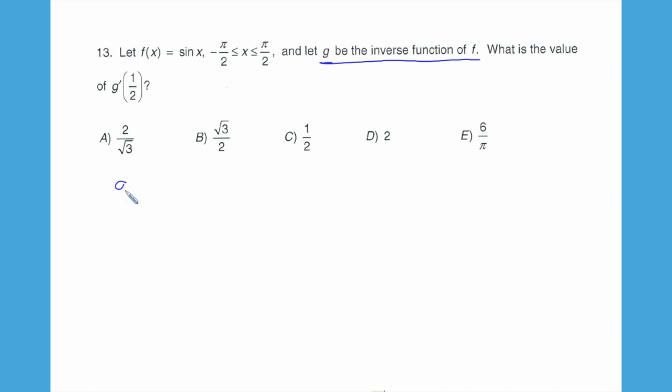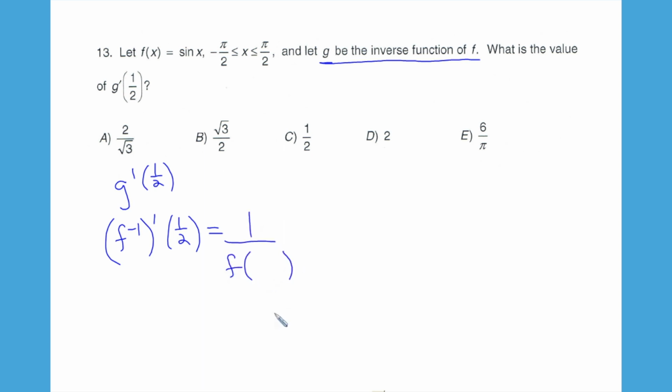So if they're asking you for g prime of 1/2, what they're really saying is, what is the inverse's derivative at 1/2, right? And the inverse's derivative at 1/2 is the reciprocal of the original function's derivative at something else, right? I don't know what that is. So let's do this again. I do this every time, and it really helps me. If this is talking about the inverse, if the inverse has a point (1/2, something), then the original function has (something, 1/2).